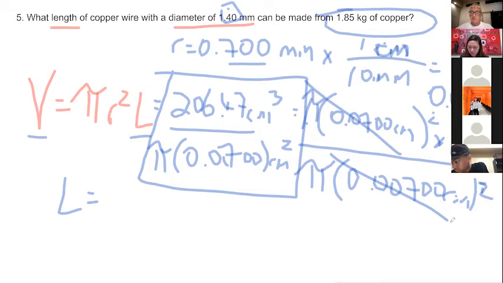So two questions. Oh yeah, Abigail, yeah. 0.7 is millimeters. We have 0.07 centimeters because we want the same units. When we're calculating volume, they need all to be the same units. We need either cubic millimeters or cubic centimeters or cubic meters. They all have to have the same unit. So that's why we're using 0.0700 centimeters.